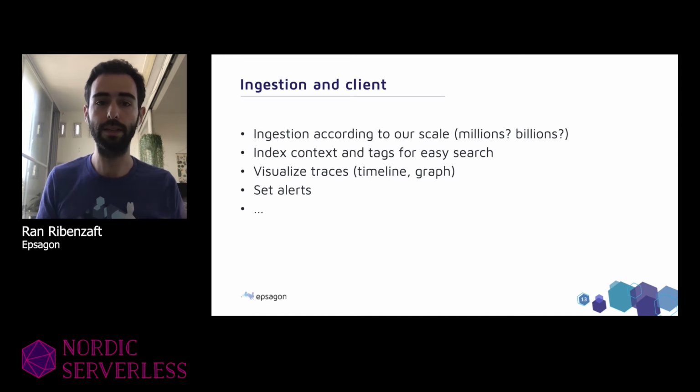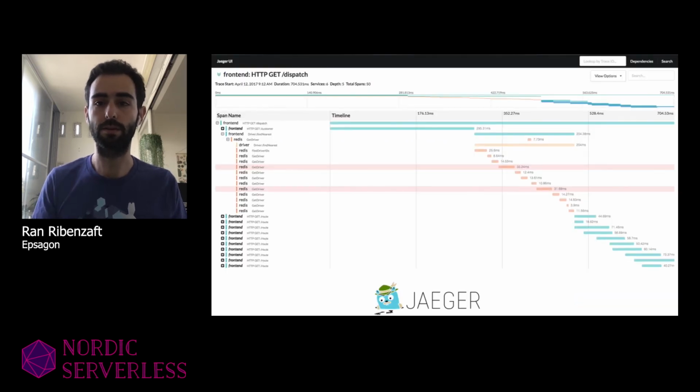We also need to index the context and the tags that we're adding to each and every trace, because we want to filter by that and search and analyze and aggregate this information. We also need to visualize traces somehow, either in a timeline or waterfall chart or in a graph view. We want to set up alerts when something bad happens, and there are lots more things that we can ask for. Today, Jaeger offers the most basic things of ingesting.